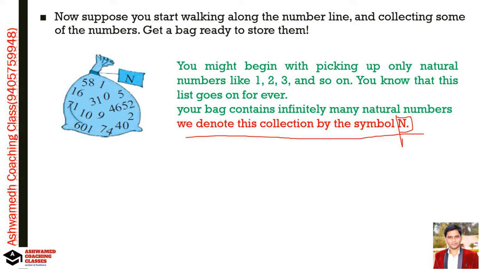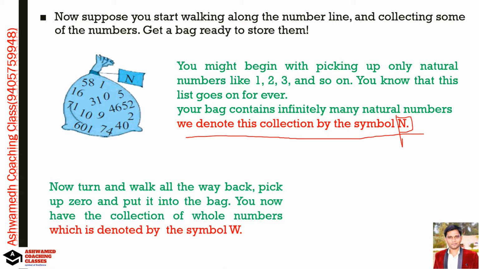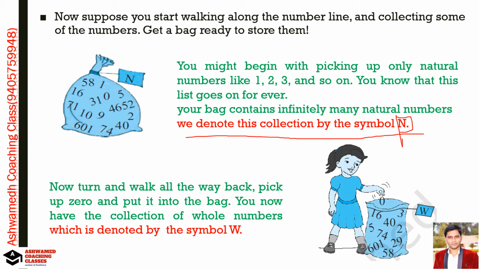Okay, now let us come back. Now pick up the 0. What do I get? Turn and walk all the way back, pick up the 0 and put it into your bag. So if we add 0 in this bag, what do I get? Yes, it is the set of whole numbers. If we put 0 in this bag, we get the set of whole numbers, and it is denoted by W. So this is the set of whole numbers.